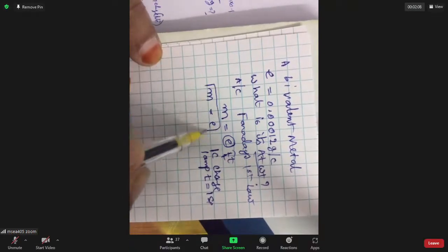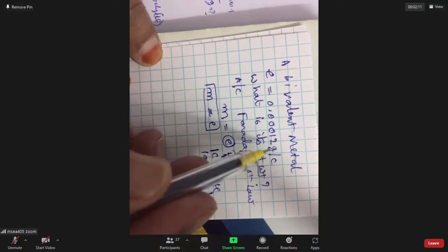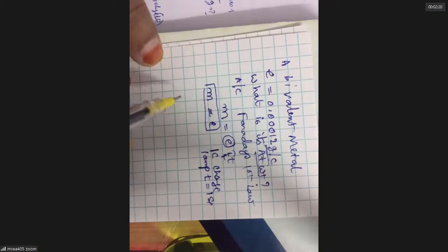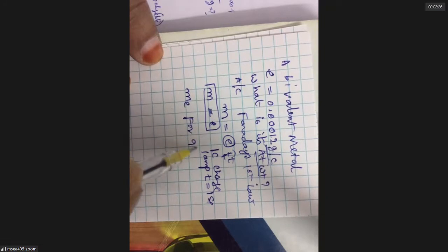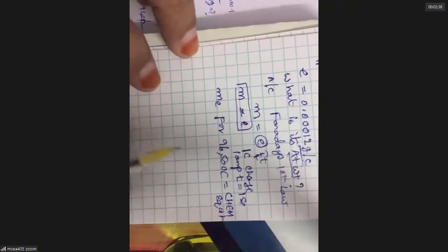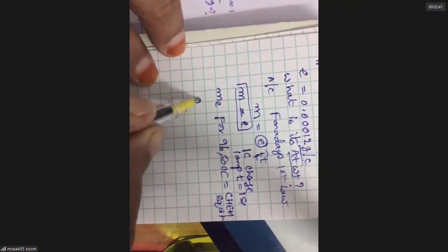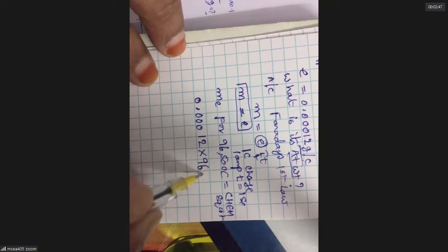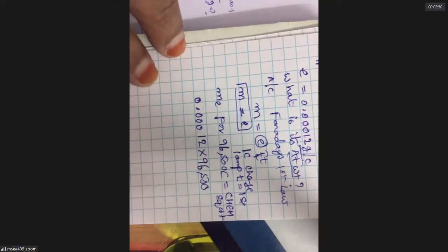Therefore, the mass of an element produced for passage of 1 coulomb is 0.0012 grams per coulomb. That is E. Do we know that the mass of the element produced for 96,500 coulombs is equal to its chemical equivalent weight? So what is the chemical equivalent weight of this element? The electrochemical equivalent into 96,500. Are we very clear, sir?